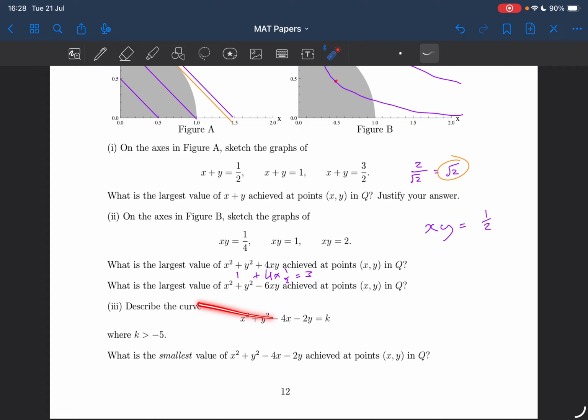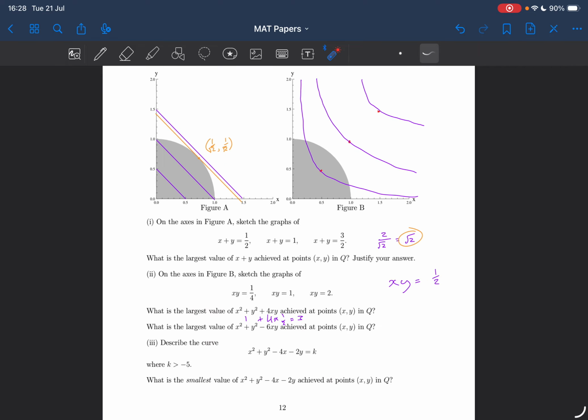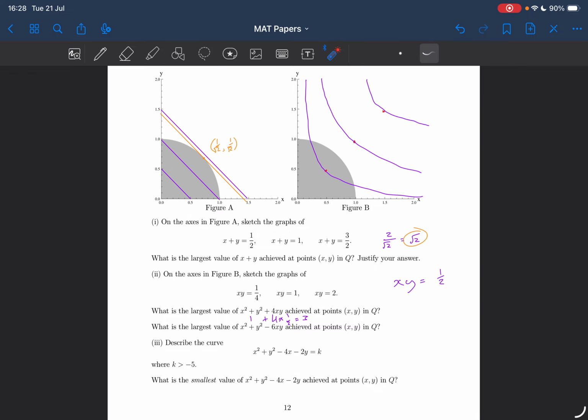Nice. Largest value now, x squared plus y squared minus 6xy. So the other way around, we want to get the smallest xy. Well, the biggest was going that way. The smallest is going this way. So we can do that as well. Oh, one thing I've just realized is slightly wrong. No, ignore me. Yeah, we can do a similar thing where we want to move down this way now instead.